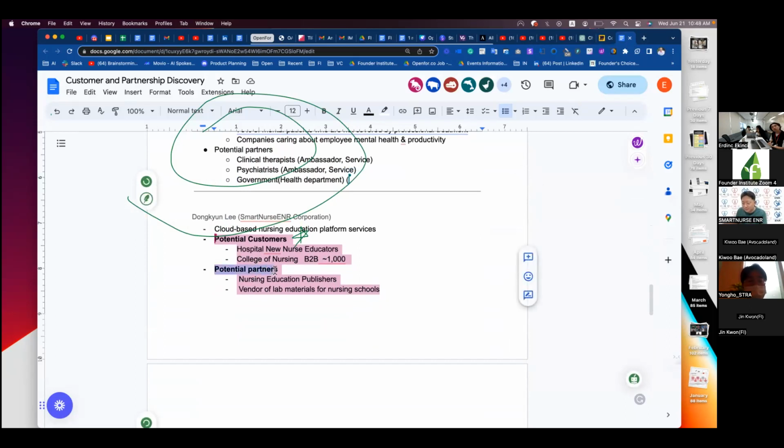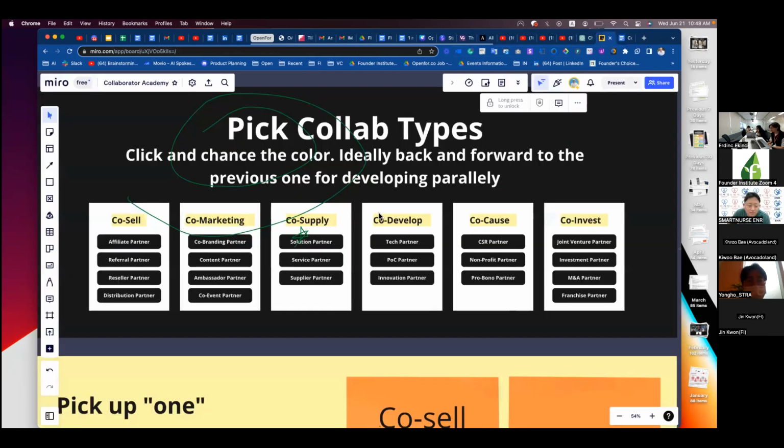What do you think? Book vendor for lab skill. So hospital nurse educator, college. Any potential partners? I don't know how he's going to make a partnership. I got it, because other people need to see that one. So I need to see how he's thinking to reach the customer.